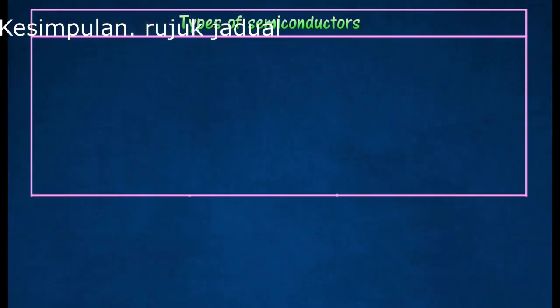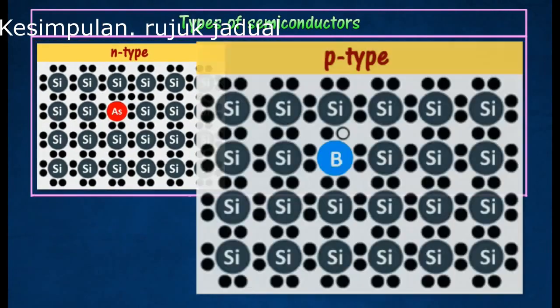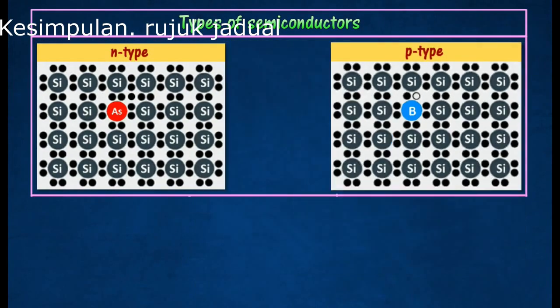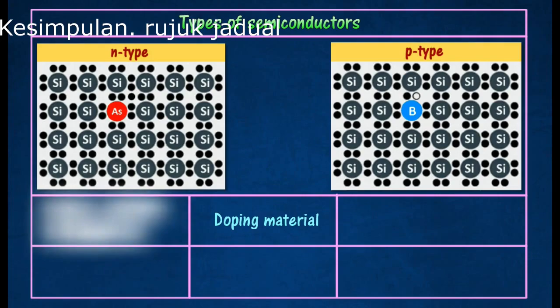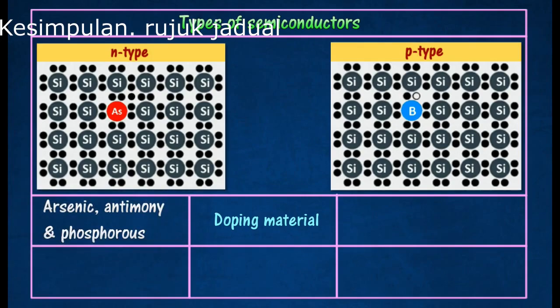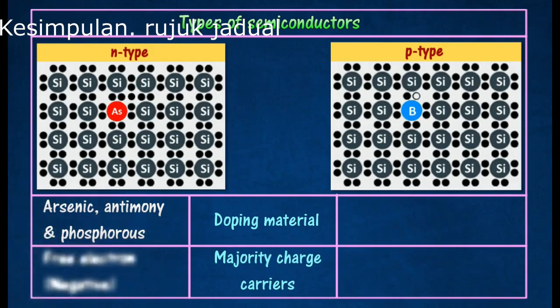The following table shows the comparison between N-type and P-type semiconductor. N-type semiconductor is an extrinsic semiconductor, which is obtained by doping pentavalent impurity atoms such as arsenic, antimony or phosphorus to the pure germanium or silicon semiconductor. The impurity atoms added provide extra electrons, or free electrons, in the structure and are called donor atoms. The electrons are majority charge carriers and holes are minority charge carriers.